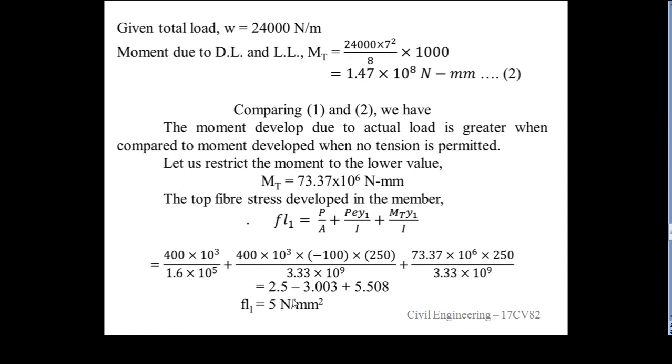Therefore, this is 2.5 minus 3.003 plus 5.508. Substituting these values, this is 2.5, this is 3.003 with a minus sign, and here we are getting a plus value of 5.05. So plus minus plus, we get FL1 equal to 5 Newton per mm square at the top of the member.